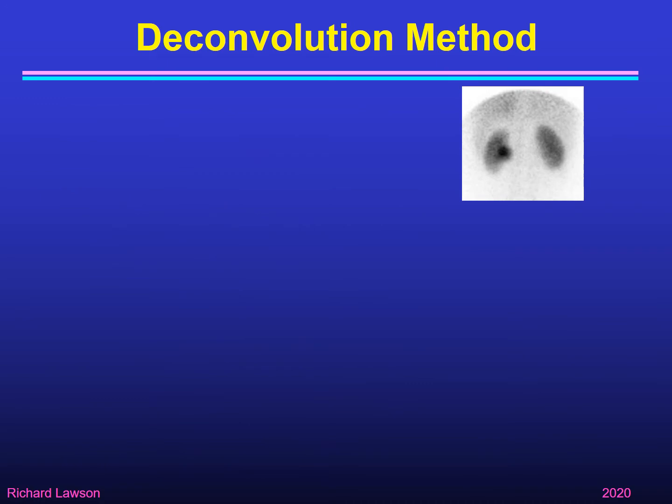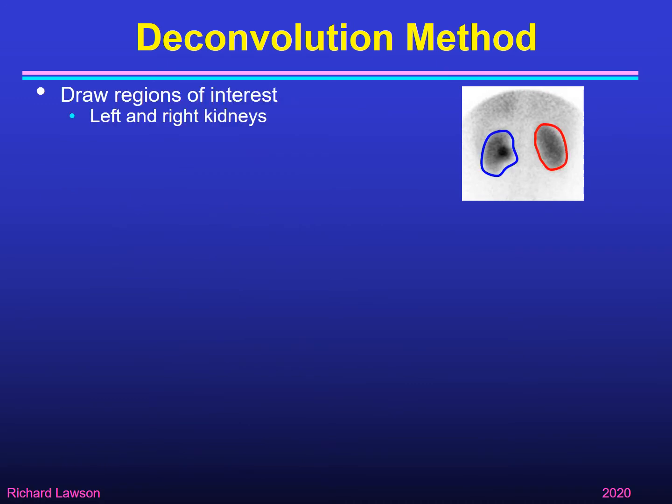So to apply the deconvolution method we need to draw some regions of interest. We need regions around the left and right kidneys as normal, and we also need a region representing blood input, and the heart is the usual place to take for that. We also need a tissue background region of interest. It's not too critical where this is drawn. It's only got to subtract a tissue background from overlying structures. The blood background will be subtracted later on.